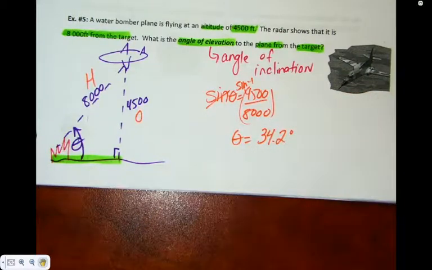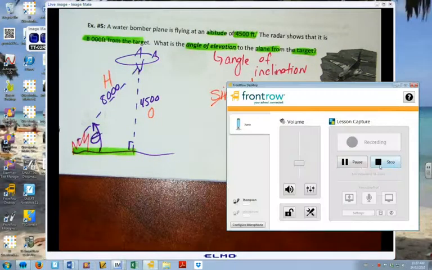34.2. Confirm. There's finding an angle. Show me your thumb. I'm getting it. I'm kind of getting it. I'm not.